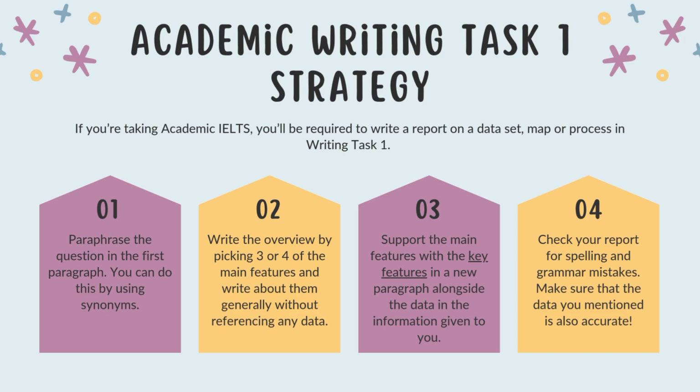So in order to truly tackle Writing Task 1, we have to consider 4 key steps. Step 1, paraphrasing the question in the first paragraph. Step 2, writing an overview, considering the main features and writing generally. Step 3, supporting the main features with 2 main detailed paragraphs, exploring the key features. And finally, step 4, checking the reports for spelling and grammar mistakes and making sure the data is completely accurate.